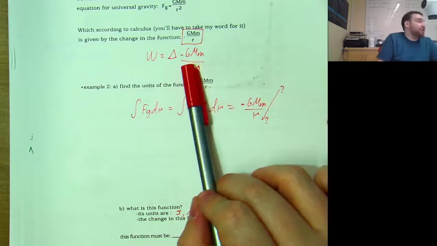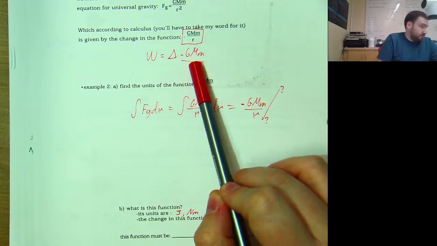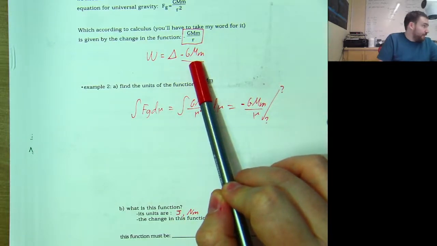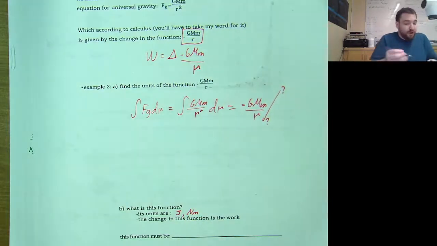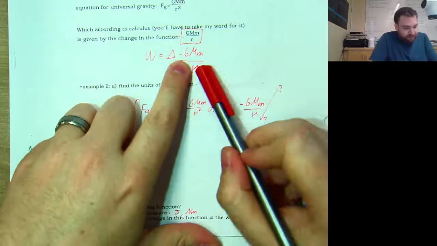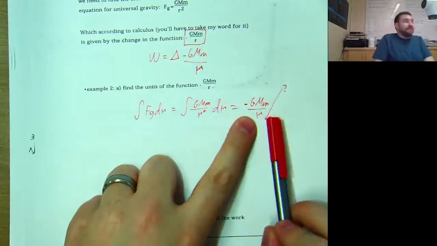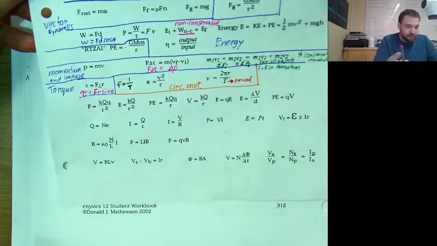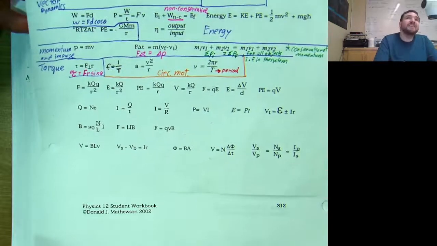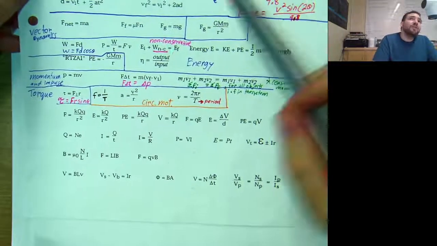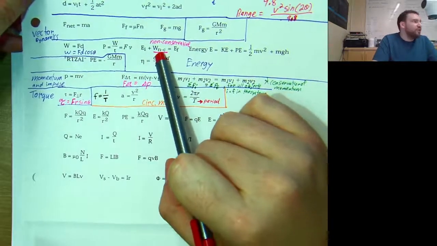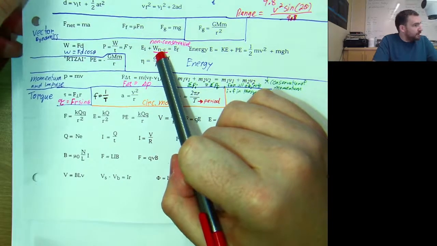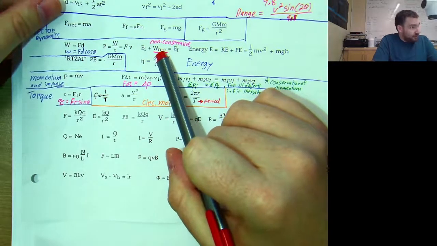Work equals the change in what? We had a definition for work. If work is the change in this, based on the calculus that we've done, work is equal to change in... oh, we don't have it here. The definition of work is change in energy. Work is equal to change in energy.